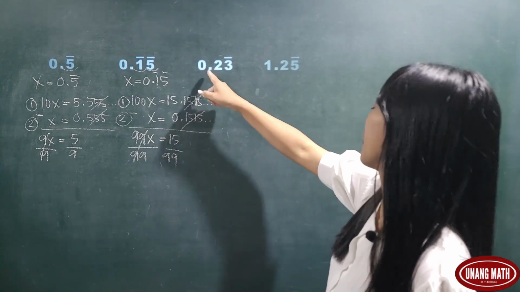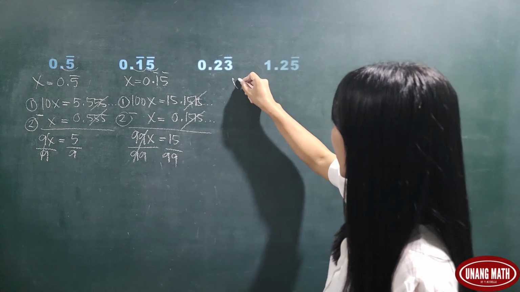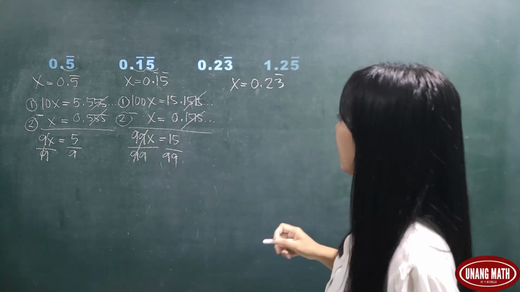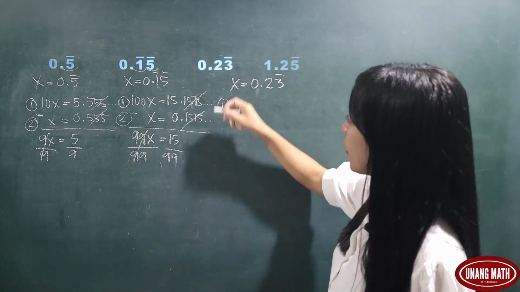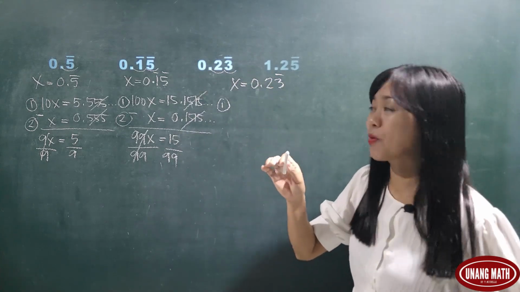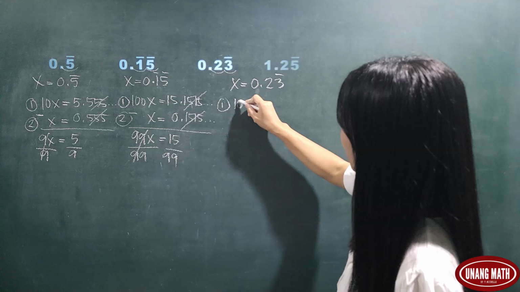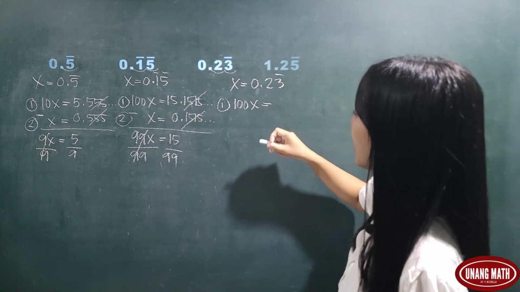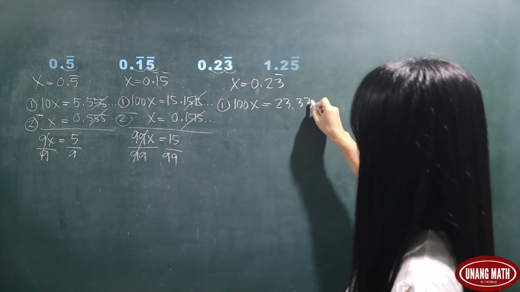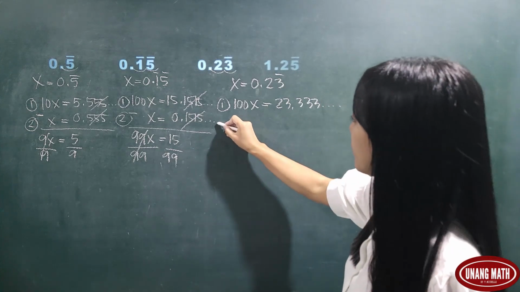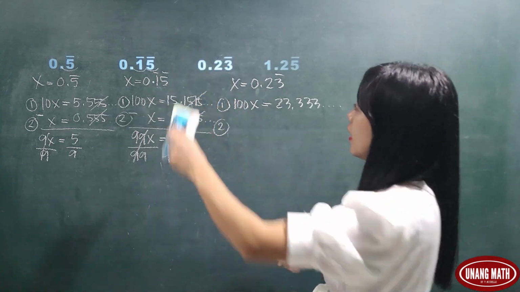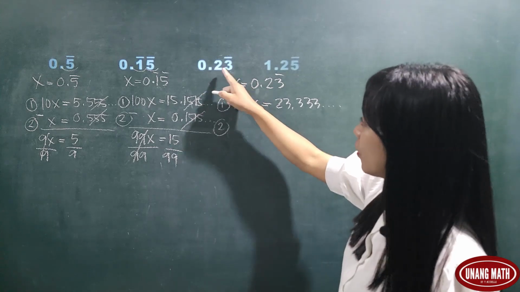Let's go to the third repeating decimal. So x is 0.23 repeating. So for our first equation, move this decimal point 2 times to the right. So it's multiplying by 100. 100 times x, so this is 100x, is equal to 23.333 repeating.